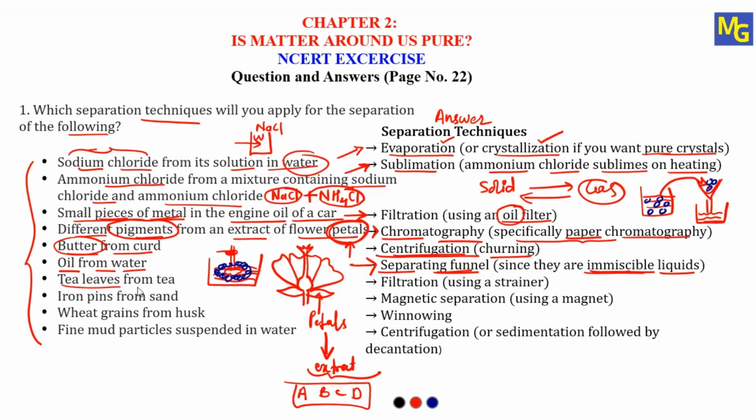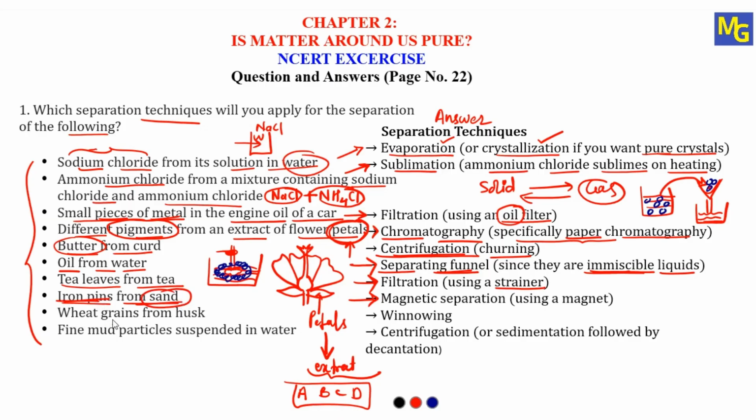Then the next one is tea leaves from tea. Here also we are going to use filtration. Tea leaves from tea, so we can use a filtration method using a strainer. Then iron pins from sand. Very simple. Iron pins, iron is a metal, from sand. So we can use magnetic separation, because when we bring a magnet near iron, iron will get attracted towards the magnet. It gets stuck to the magnet and we can remove it, we can separate it, because sand will not get attracted towards the magnet.